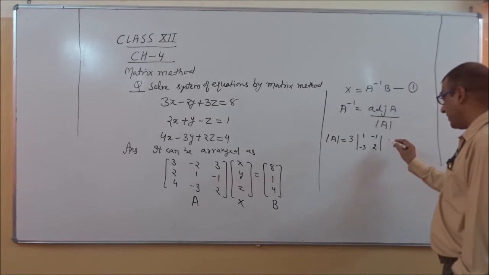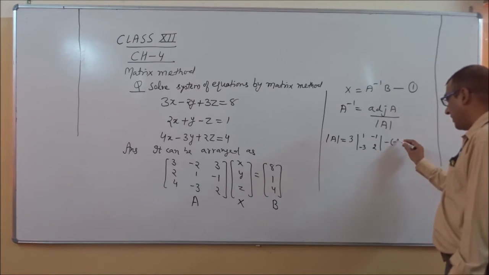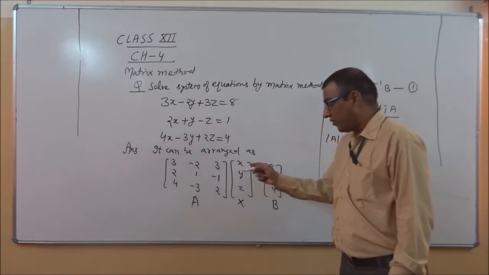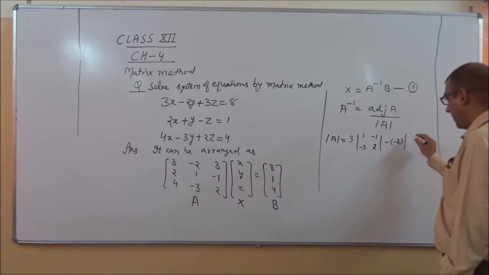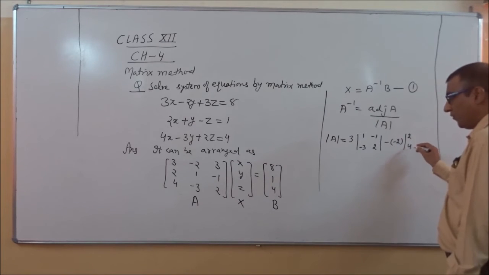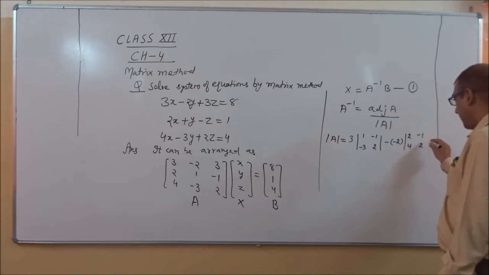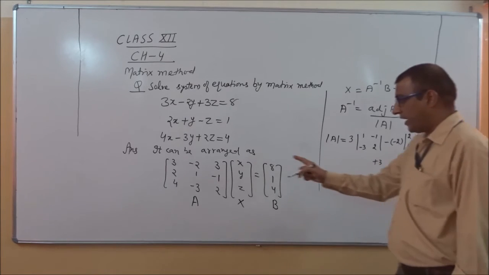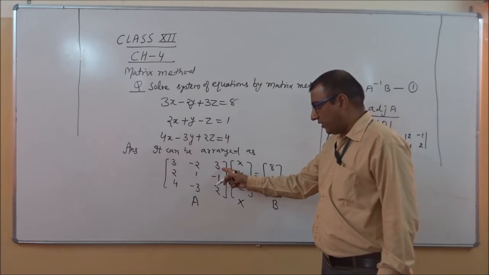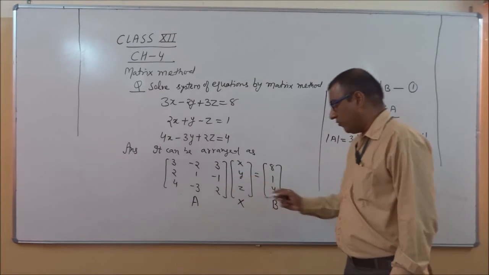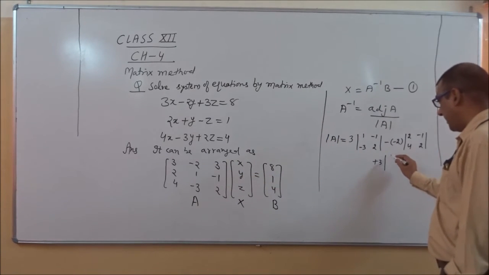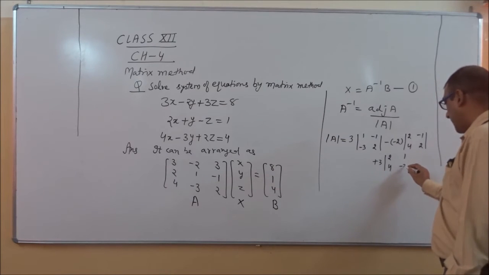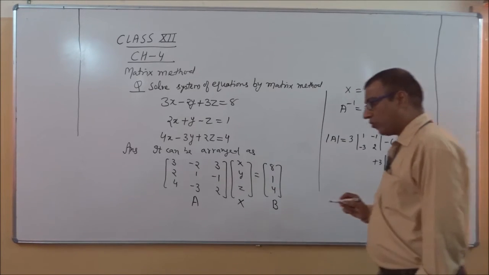Then I will write the minus sign, minus 2 lies in the C2 column and R1 row, so the other elements will come. These are 2, 4, minus 1 and 2. Then I will write plus 3, which lies in the C3 column and R1 row. So I will write the other entries, that is 2, 4, 1 and minus 3. Now we will solve it.